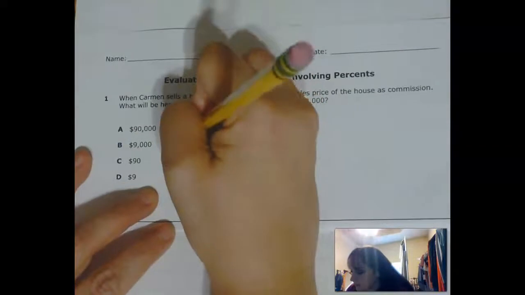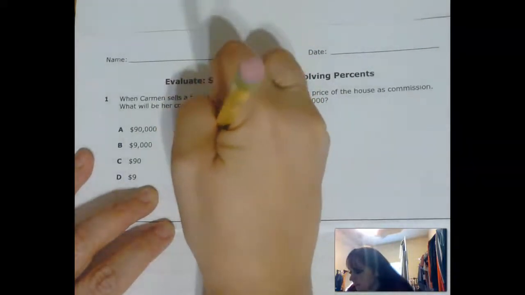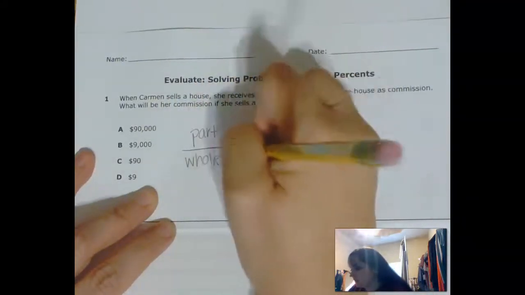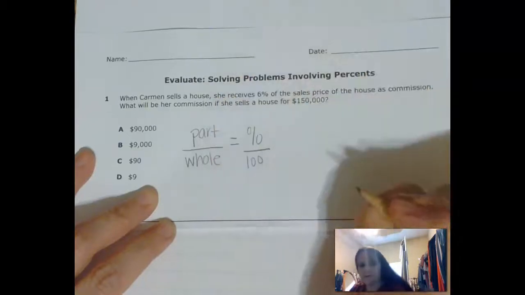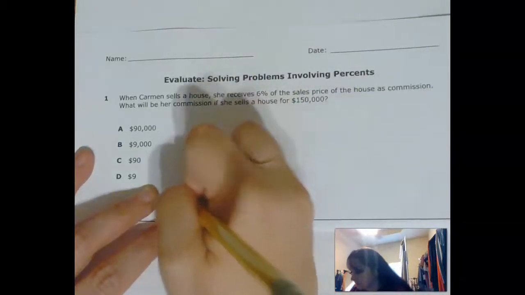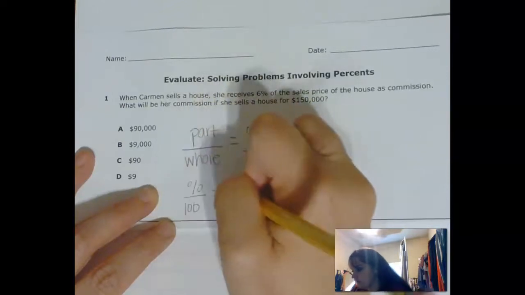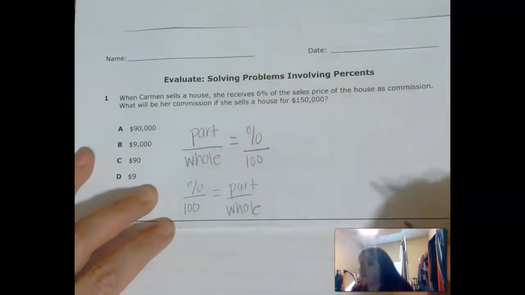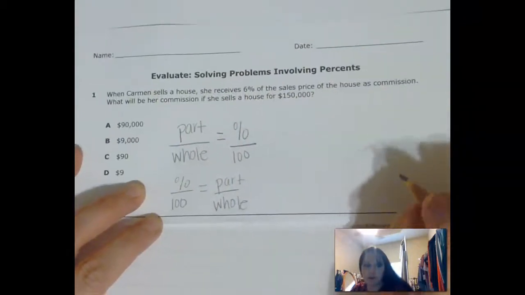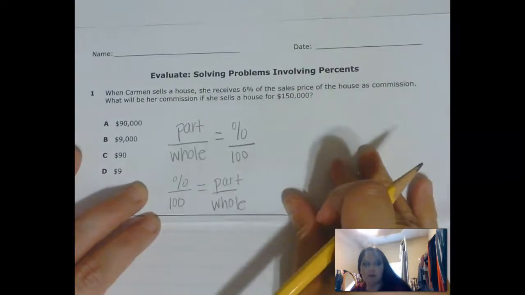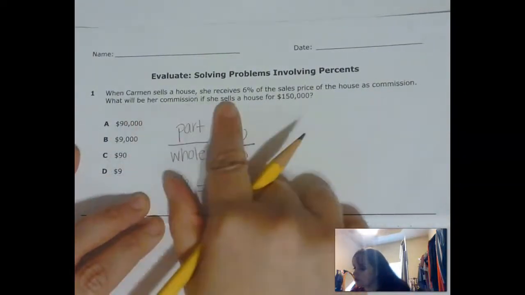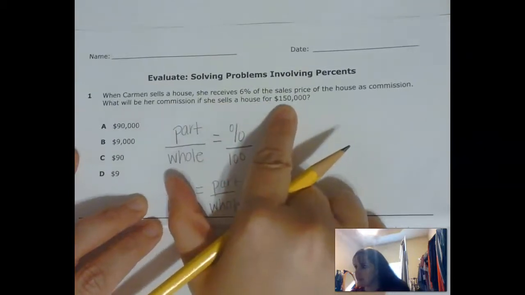So, I'm always going to start with part over whole, or you can put total, equals percent over 100. I could also write percent over 100 equals part over whole. Either one of those work because they're both just two equivalent fractions to each other. So, what will be her commission if she sells the house for $150,000?